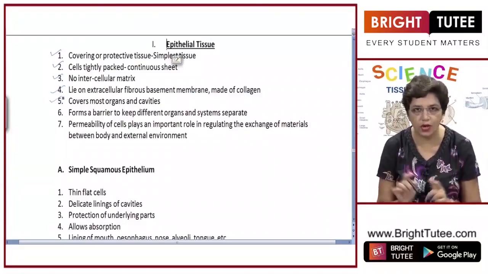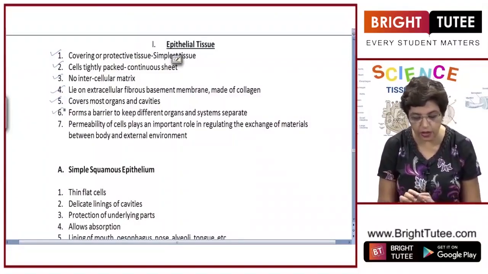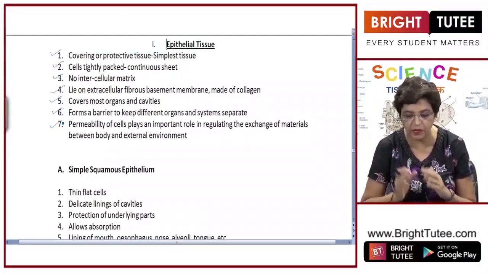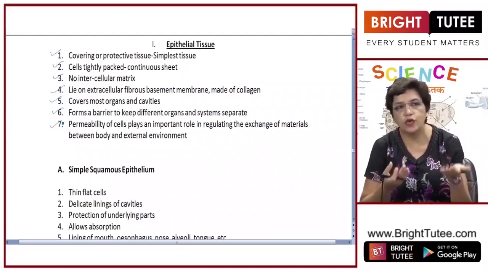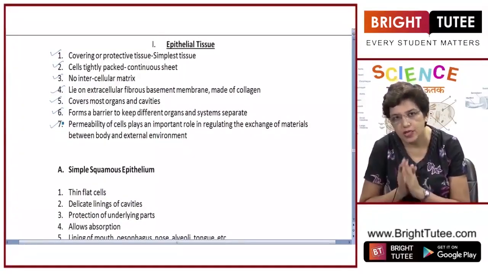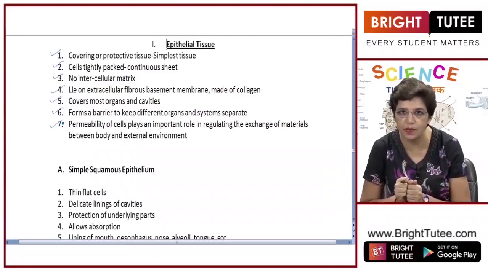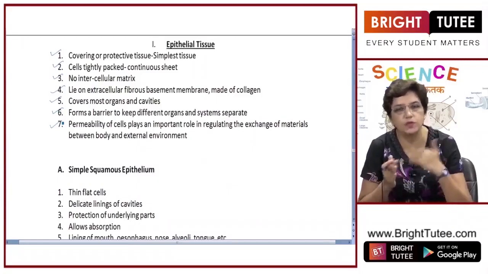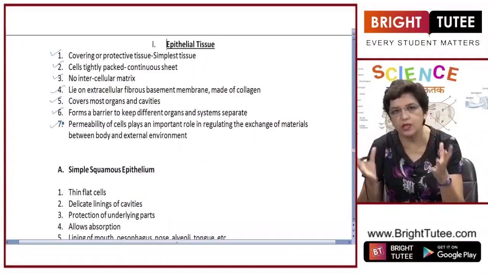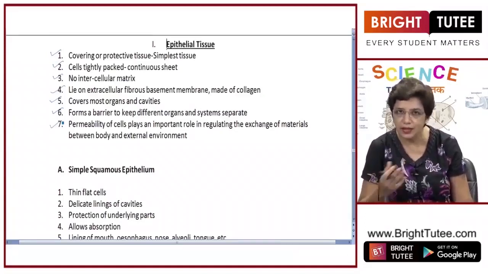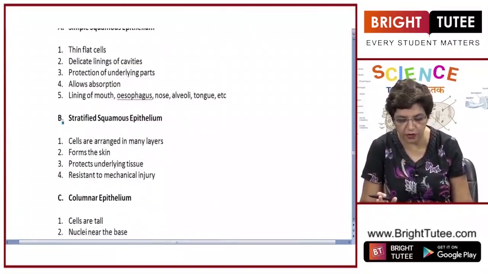Next, it covers most of the organs and cavities. It forms barriers to keep different organs and different systems separate. The permeability of the cells plays an important role in regulating the exchange of material between body and external environment. So whatever enters the body, it has to cross one or more of the epithelial layers. So that is why permeability of these cells is very important. So epithelial cells take part in absorption, in secretion and forming the outermost delicate lining of many organs and cavities. So let us study about their types and how they are different from each other.